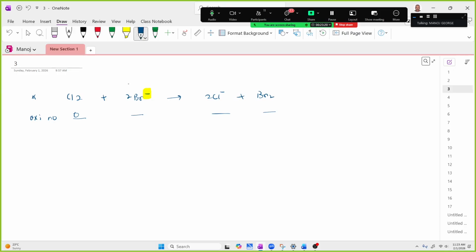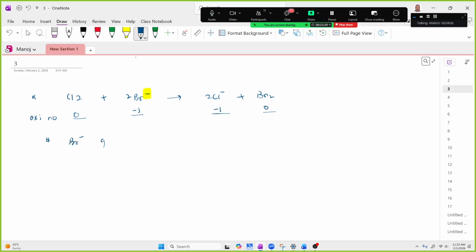We don't look at the coefficient, okay? So we are not going to look at the coefficient there. Only look at the charge of the ions, and that's -1. The oxidation number of chlorine when it is in the form of chloride is -1 here, and this is 0. Okay, so now you look at that statement.